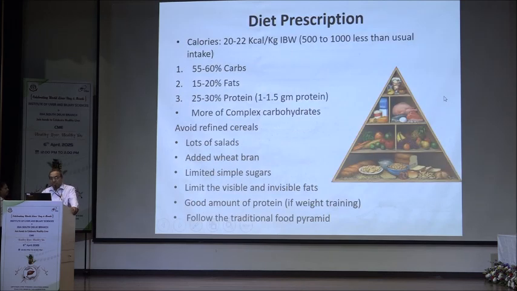What is the diet prescription? Calories 20 to 22 calories per kg body weight, 50 to 60% in the form of carbohydrate, 15 to 20% fat, 25 to 30% protein, and more complex carbohydrate instead of sugar. Avoid refined cereals, lots of salads, added wheat bran, limited simple sugar, and limit the visible and invisible fat, a good amount of protein, and follow the traditional food pyramid.